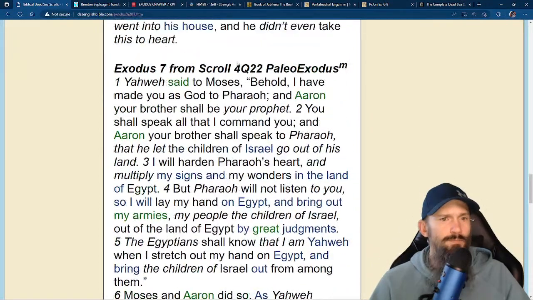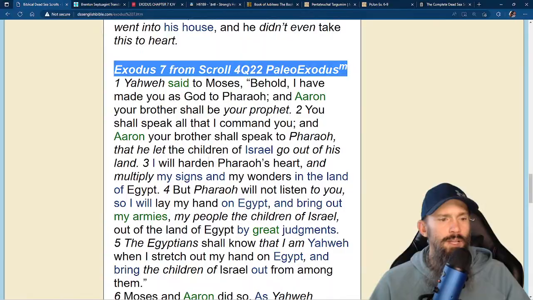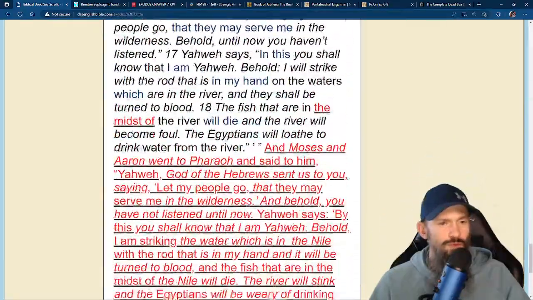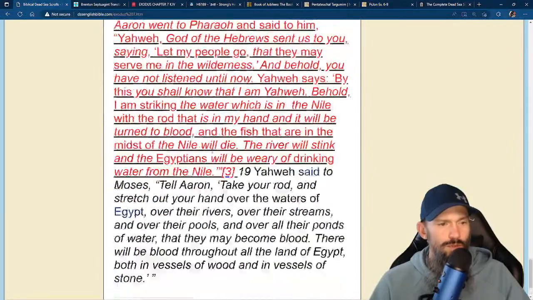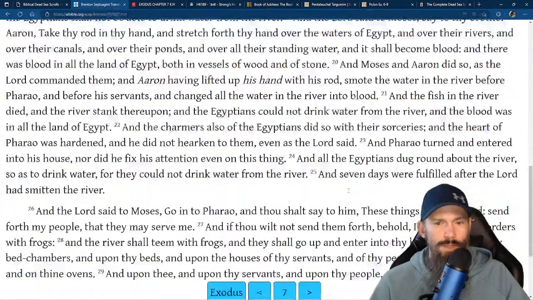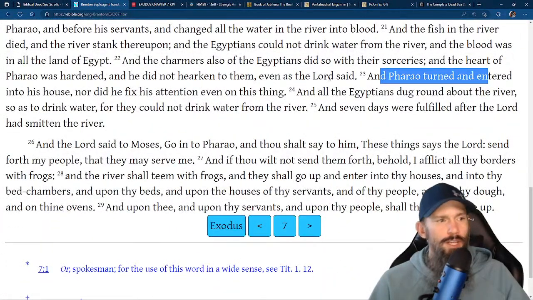23. There's Paleo Exodus. So 23. And Pharaoh turned and entered into his house, nor did he fix his attention even on this thing.